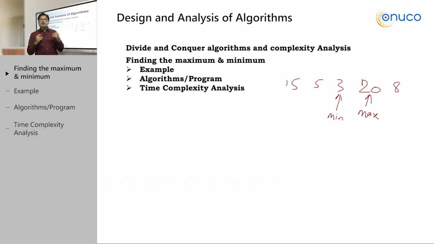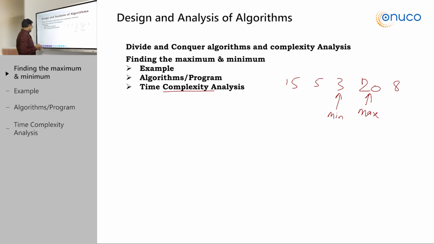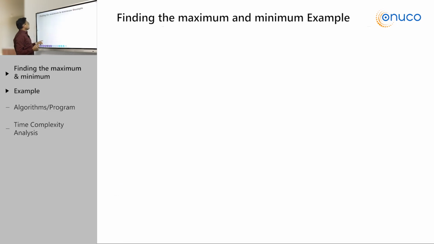How are we going to approach finding the max and min using divide and conquer, and what is the straightforward approach, as in the brute force technique, to find the min and max value, and how do the two differ with respect to time complexity? So we are going to discuss examples, algorithms and time complexity. Next is finding maximum and minimum examples.